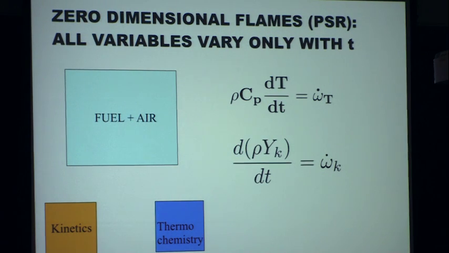The first codes you can find in the community are what we call zero-dimensional codes. You take the equations that Paul was showing this morning, and you remove all dependence on space. You say it's a box which has completely no variation in either direction. So all the gradients, you take them away. You're left with only these two equations.